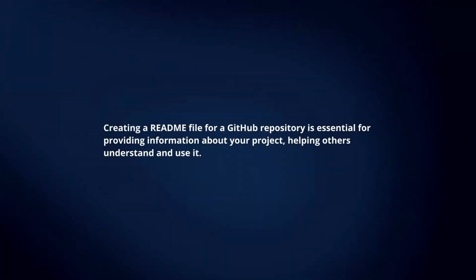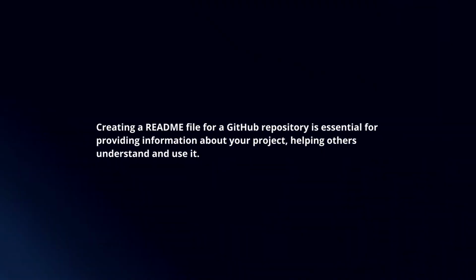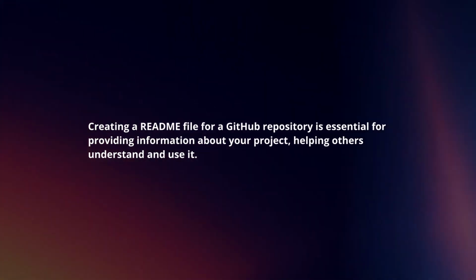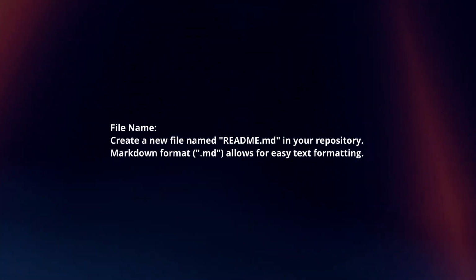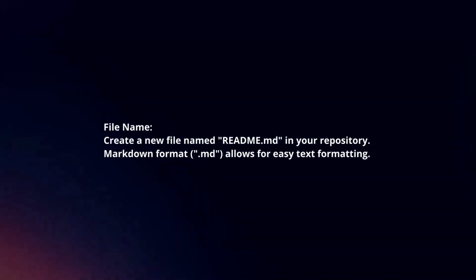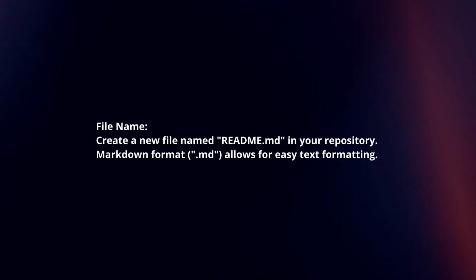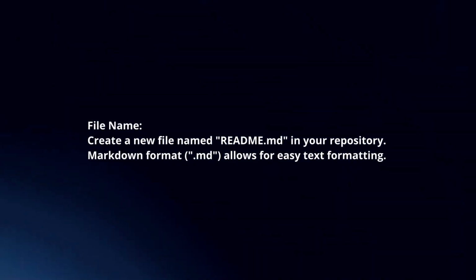Creating a Readme file for a GitHub repository is essential for providing information about your project, helping others understand and use it. Here's a concise guide. File name. Create a new file named readme.md in your repository. Markdown format allows for easy text and formatting.